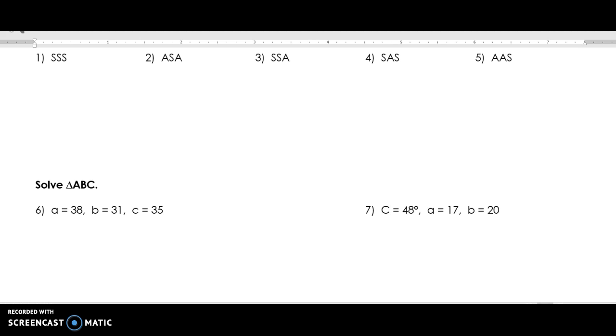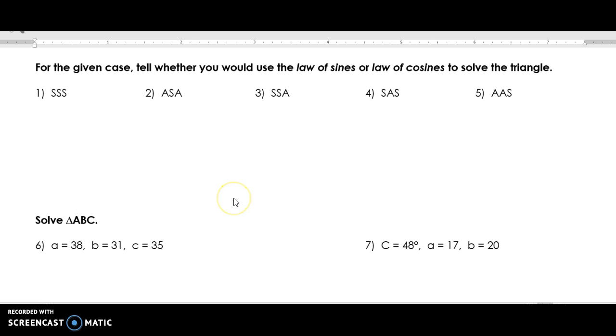So for the first part of the homework, you had to know whether you should use law of sines or cosines. And remember, the only time we can use law of sines is if we know the angle opposite a side we know. Okay, so looking at the first one, if I had a triangle where I knew side, side, side, it is not possible to use law of sines here. So the only thing you could use is law of cosines.